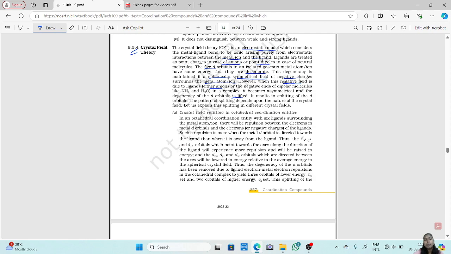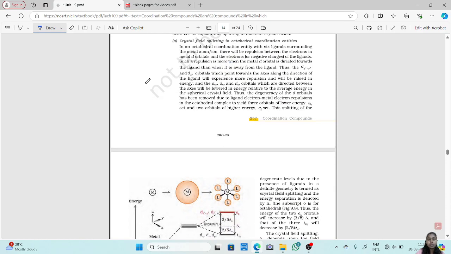The pattern of splitting depends upon the nature of the crystal field. Let us explain this splitting in different crystal fields. So let's see the splitting of the d orbitals. It is basically the same thing as hybridization, but here we do it in the form of splitting of d orbitals. First is crystal field splitting in octahedral coordination entities.